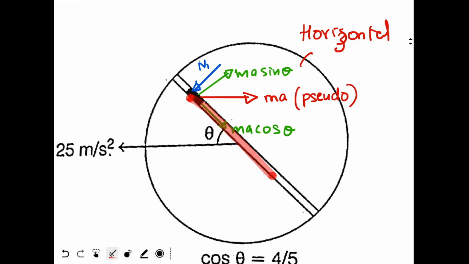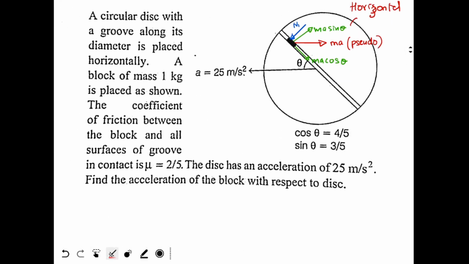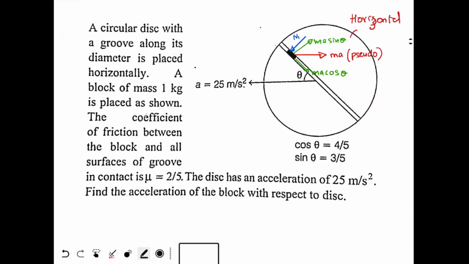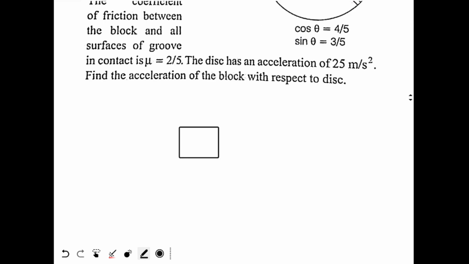Now, as the block will try to move, friction will start acting. But there's a slight problem over here. The block is not in contact with just one surface, but it is actually in contact with two surfaces. How? Let's try to understand. Suppose I look at the block from the front. This is my block. Okay, so this is your block, and the block is in contact with the groove from three sides. This is one side, this is the bottom, and then I have the third side.